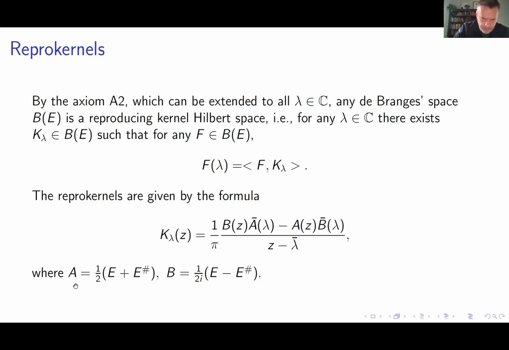So here are the definitions. They're both entire functions which are real on the real line, and they're defined this way. E sharp is once again that Schwarz reflection. E and E sharp are complex conjugates of each other on the real line. So these two functions could be viewed as analogs of sine and cosine for a general Hermite-Biehler function. For the main example of a Hermite-Biehler function, the exponential function, they will be sine and cosine, and for the general E, they're defined like this. And then this is the formula for the reproducing kernel corresponding to the point lambda.